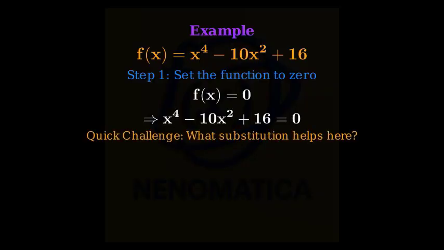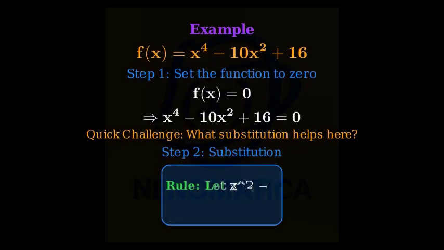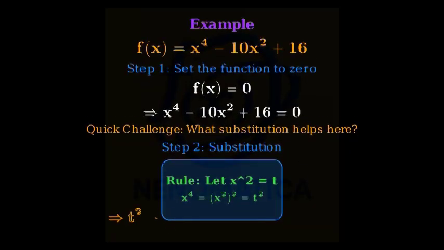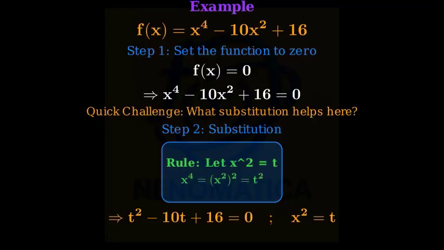What substitution would make this look quadratic? Step 2. Substitution. Let x squared equal t. Then x to the fourth becomes t squared. Substituting, we get t squared minus 10t plus 16 equals 0, together with x squared equals t. Notice the new variable t replaces x squared everywhere.